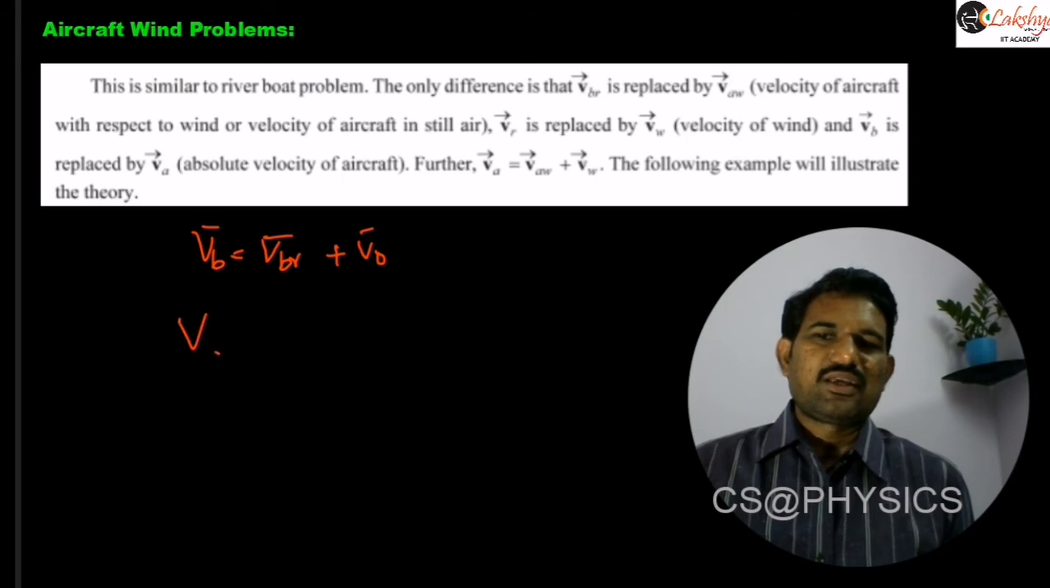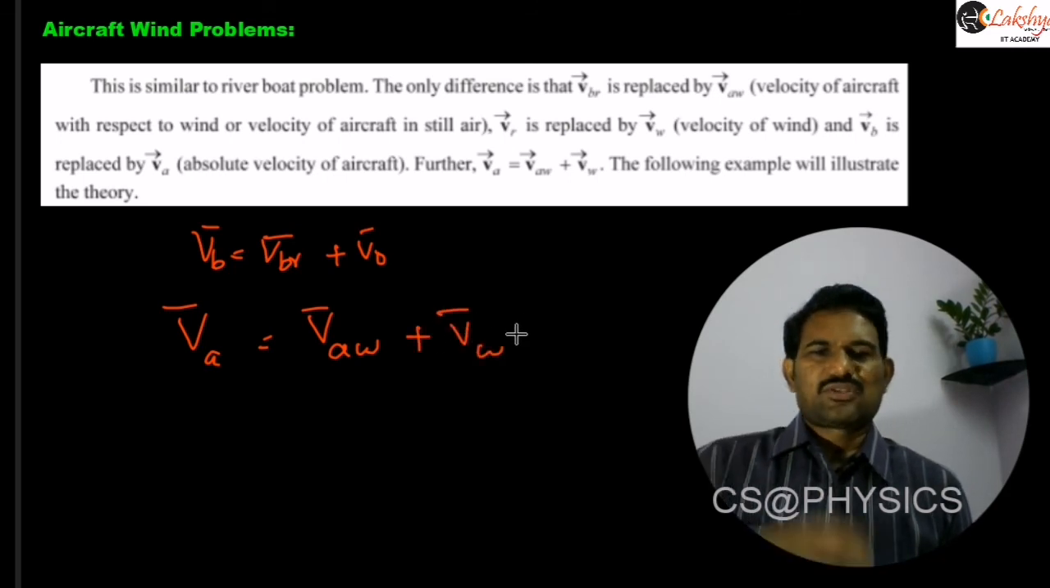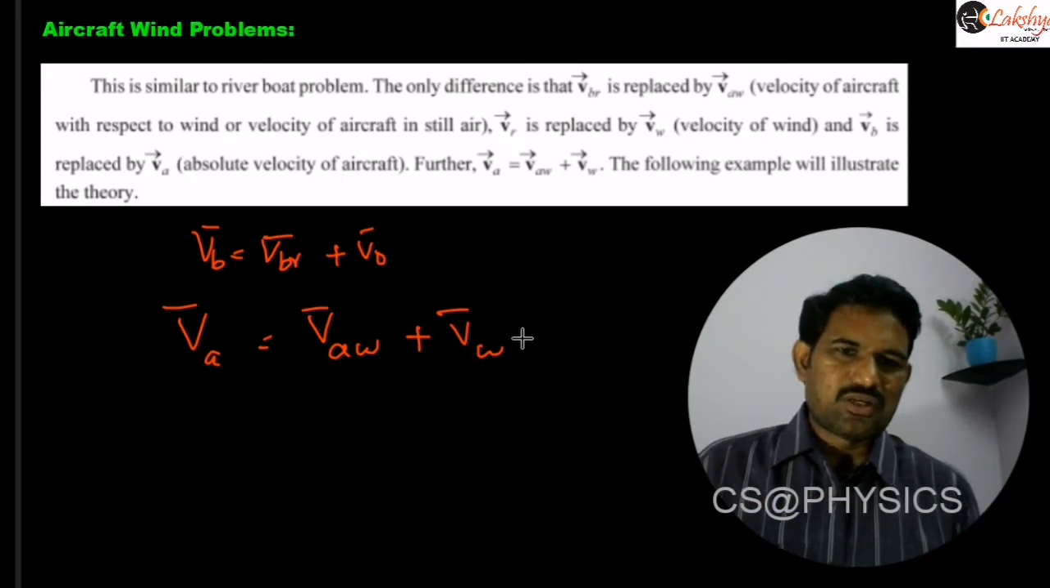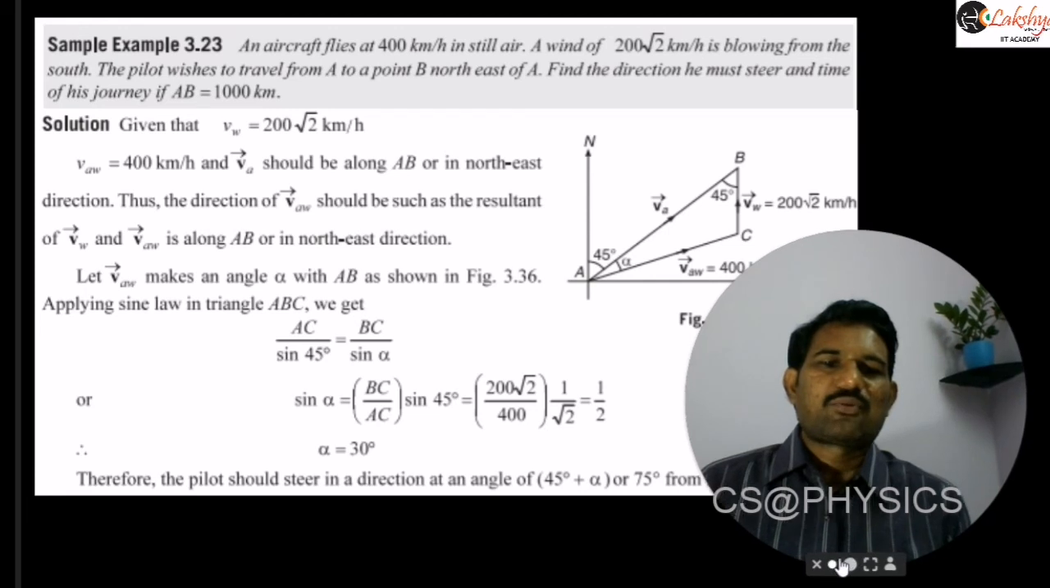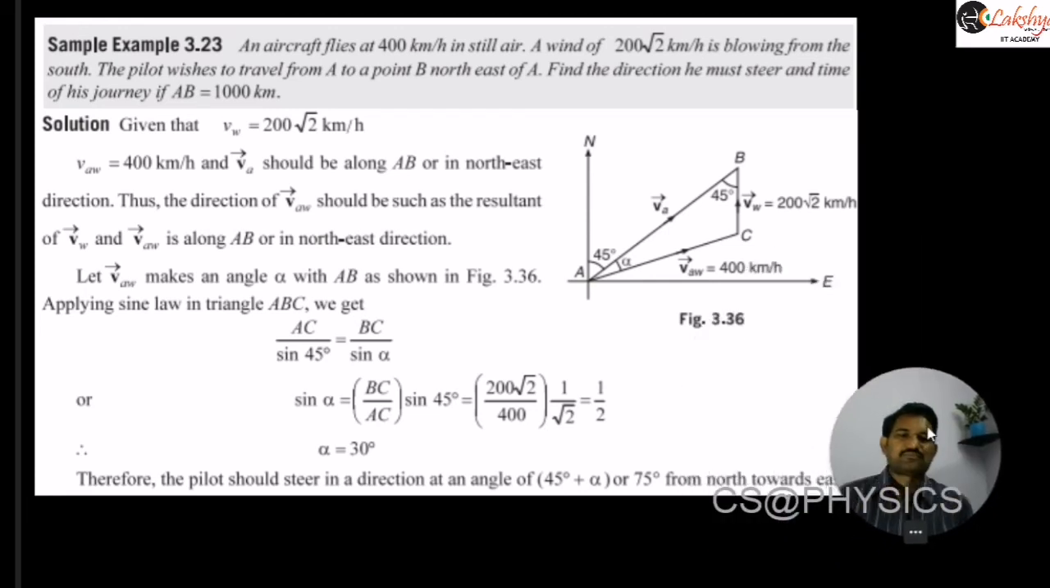So similarly here VA bar is equal to VAW, velocity of aeroplane or aircraft with respect to the wind, plus velocity of the wind we need to write here. So just we are changing the letters, there is nothing other than that. So that means the similar concepts we need to apply here. So let us see a problem based on this.